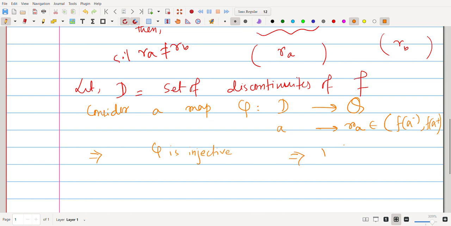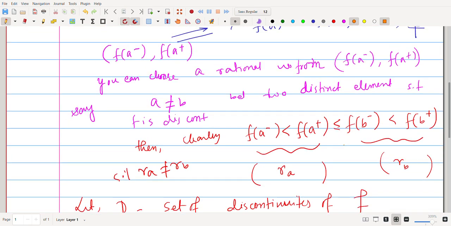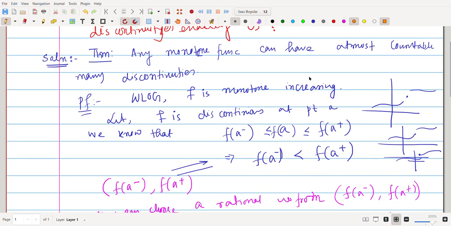Right? This will imply D is countable. Because the image is Q, right? The image may not be whole Q. The set of discontinuities may not be the whole Q, but we can have an injective map from D to Q. So that means the cardinality of D is less than or equal to the cardinality of Q, and Q is countable, hence D is countable. This is the proof that any monotone function can have at most countably many discontinuities.